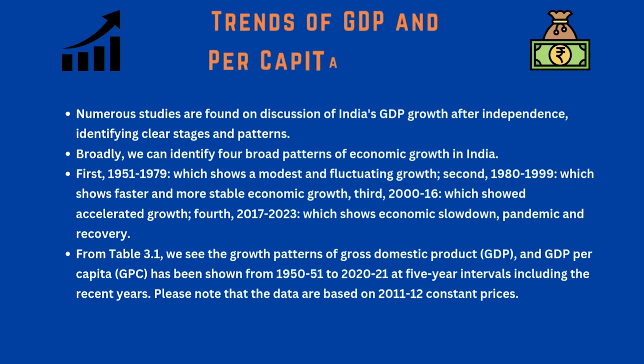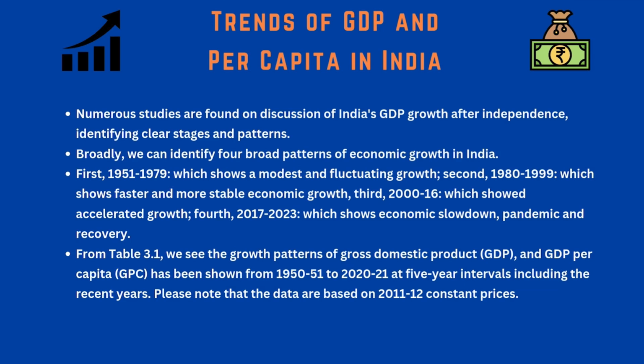Numerous studies are found on discussion of India's GDP growth after independence, identifying clear stages and patterns. Broadly, we can identify four patterns of economic growth in India. First, 1951 to 1979, which shows a modest and fluctuating growth. Second, 1980 to 1999, which shows faster and more stable economic growth. Third, 2000 to 2016, which showed accelerated growth. And fourth, 2007 to 2023, which shows economic slowdown, pandemic, and recovery.